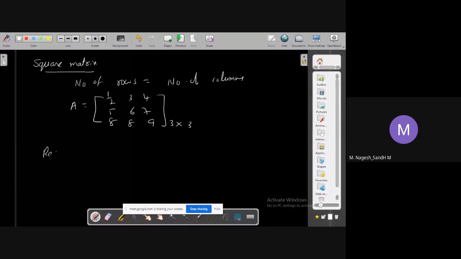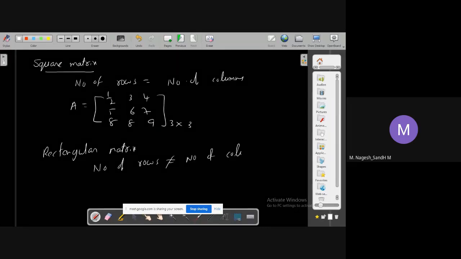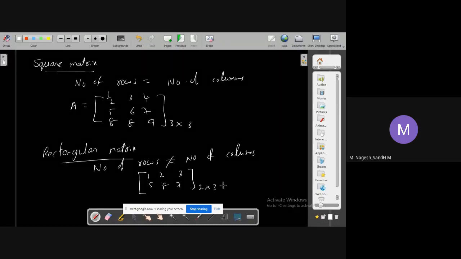Next, rectangular matrix. So what is a rectangular matrix? Number of rows is not equal to number of columns. We are coming from scratch, starting from the basics onwards. These are types of matrices. So, number of rows not equal to number of columns. For example, 1, 2, 3, 5, 8, 7. How many rows? 2 rows, 3 columns. Therefore, it is rectangular. Rows not equal to columns.